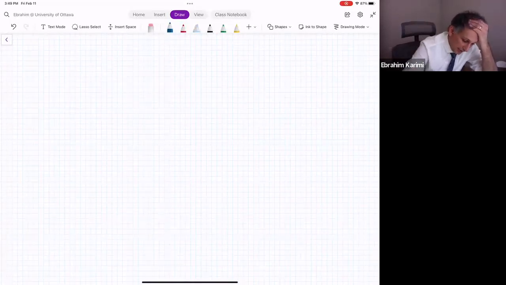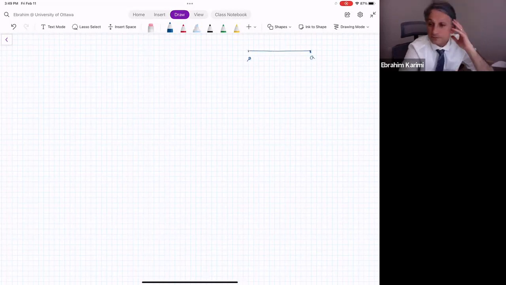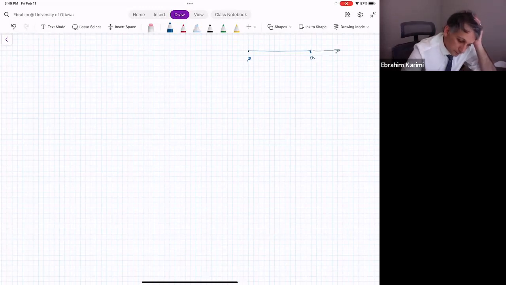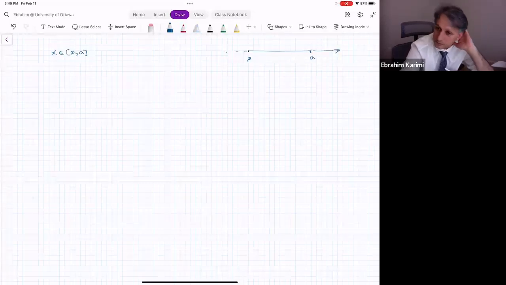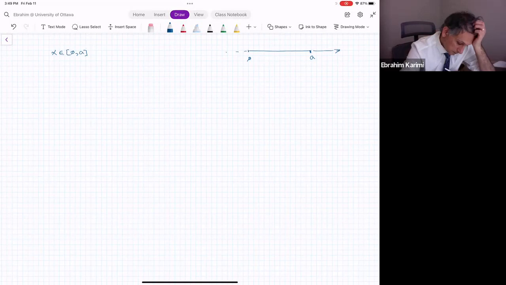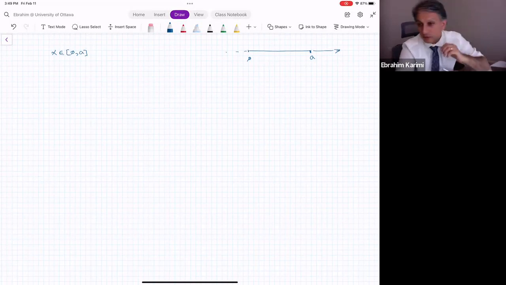Now, let's do something else. Let's consider that we have a range of 0 to A. X is 0 to A. Now I want to define some oscillatory functions in this domain, which are orthogonal and normal to each other and complete.